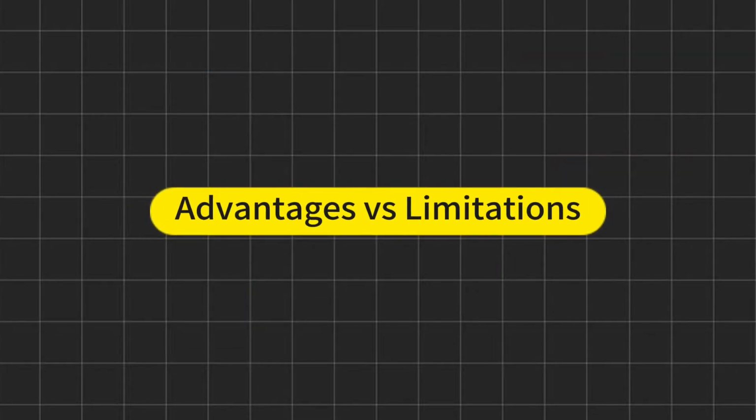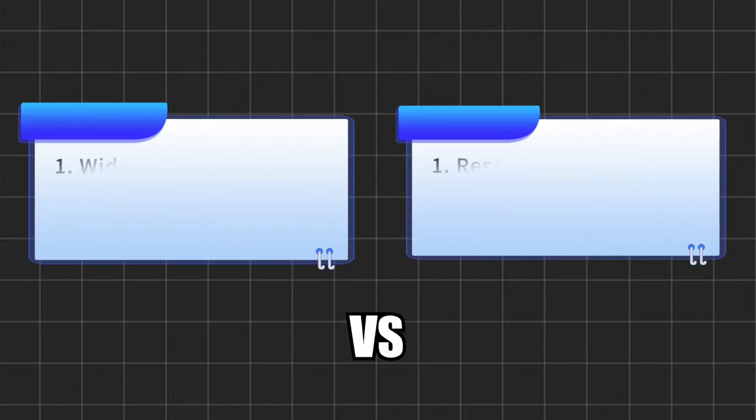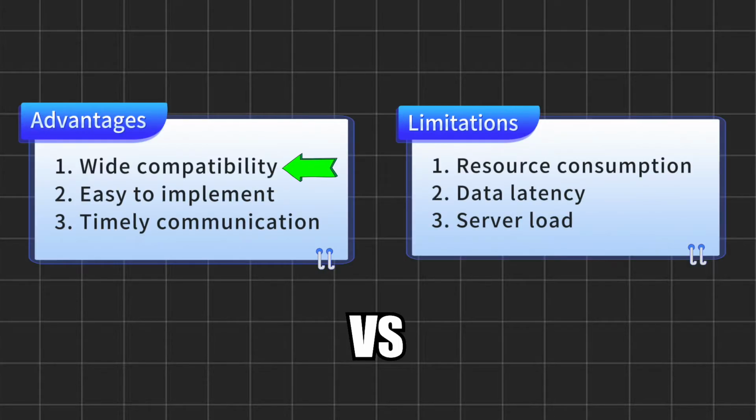Now, let's examine the advantages and limitations of HTTP polling. Advantages. 1. Wide compatibility. Based on HTTP protocol, polling is supported on a broad range of platforms. 2. Easy implementation. It's straightforward to implement without the need for special tools or libraries. 3. Timely communication. Short polling offers near real-time communication, while long polling provides actual real-time updates.